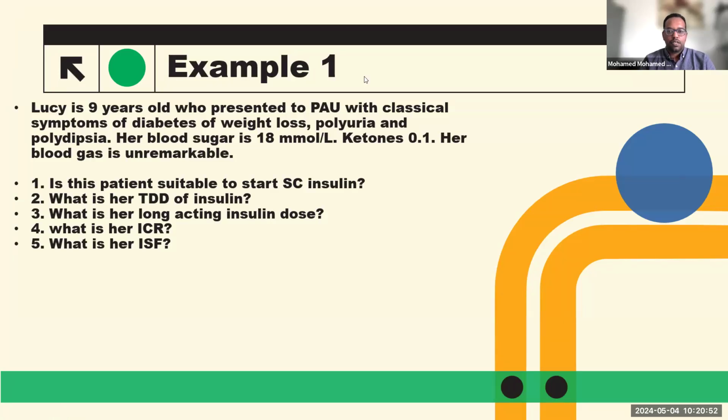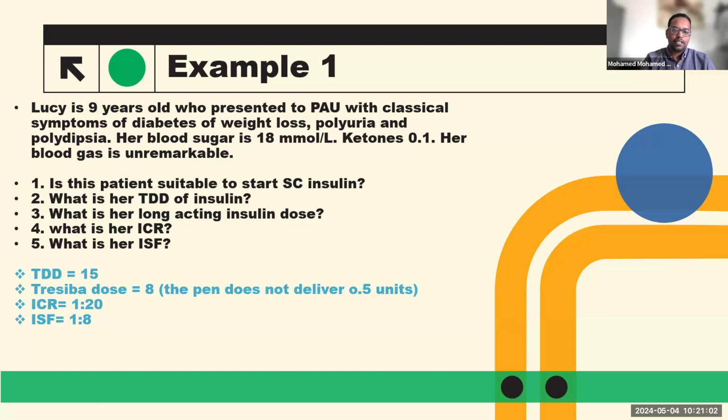So if her weight is 30 kilograms, her total daily dose is half that. So half of 30 is 15. And the basal dose, which is the long-acting insulin, is half the total daily dose. So 7.5, but we just approximate this to 8 units.